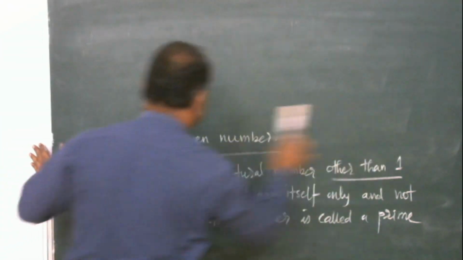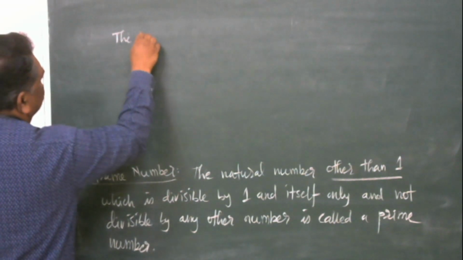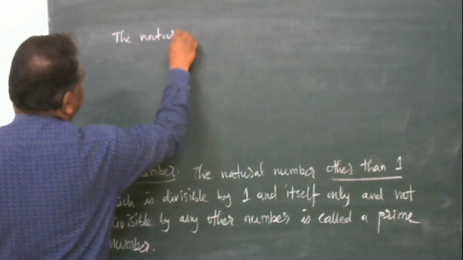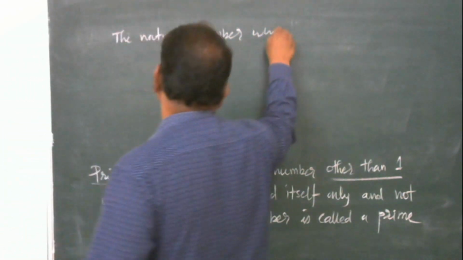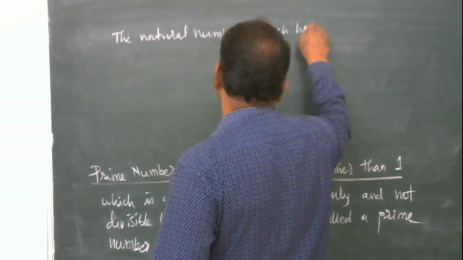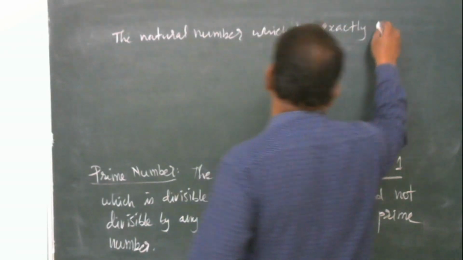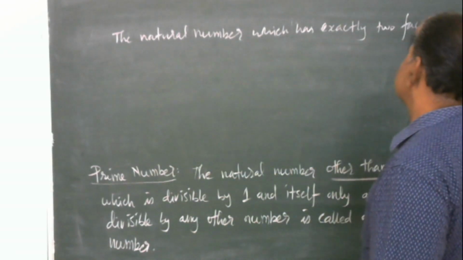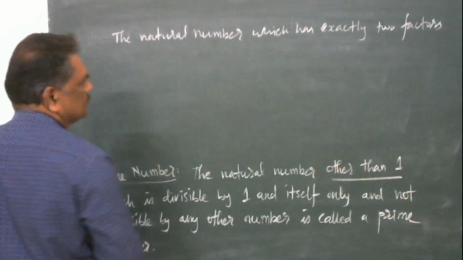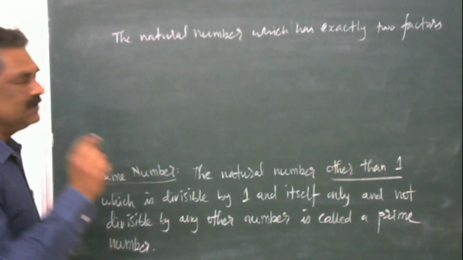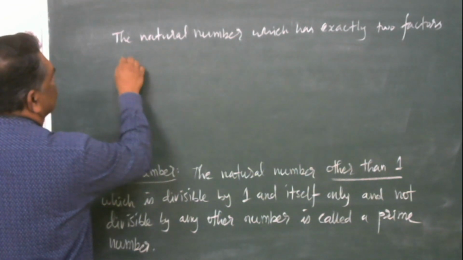In other words, we can define a prime number as the natural number which has exactly two factors. In other words, two distinct factors is called a prime number.